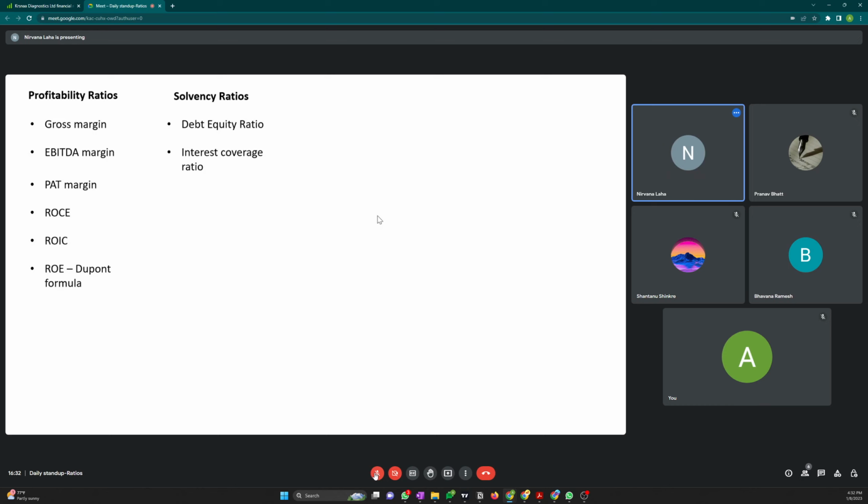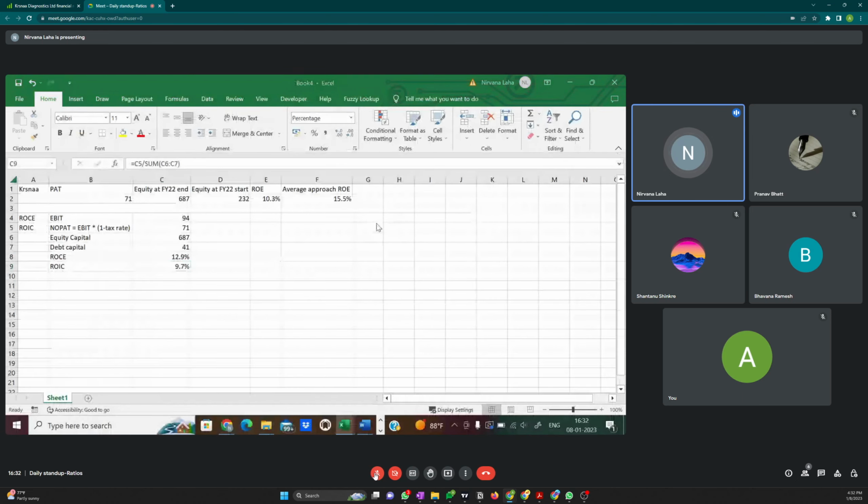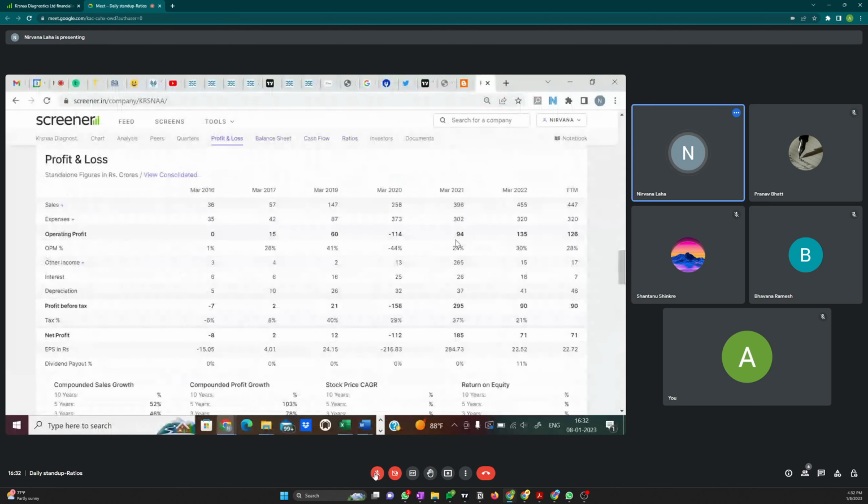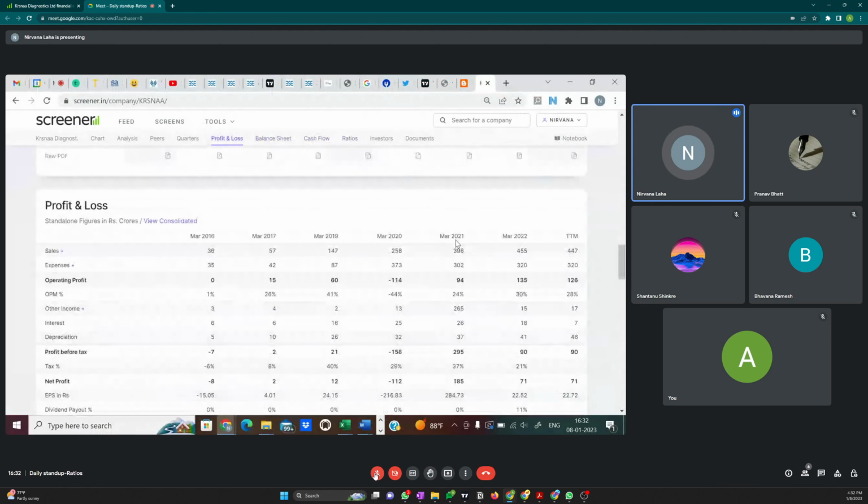Okay. This is an important ratio, interest coverage ratio. Yeah. So interest coverage ratio, I'll explain it through Screener. So interest coverage ratio is nothing but in the numerator you have the EBITDA, and in the denominator you have interest. Some people, instead of using the EBITDA, also use the EBIT in the numerator, but you can also use the EBITDA.